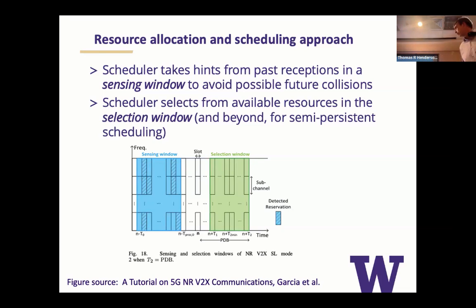On the left-hand side, we have parameters T0, which is a configuration parameter, and another one called tproc0, which again, I think represents a processing delay. So we look back in the past history. I think in many of the examples we're talking about today, this might be 100 slots, and we're going to make decisions on the selection window based on what's observed in this sensing window.